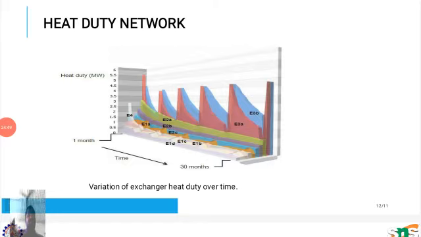The following chart gives the heat duty of the network. The benefit of the case studies is immediately evident through the initial increase in CIT, with a subsequent reduced rate of decrease in both CIT and throughput. The throughput case study provides superior results over a longer operating period. The variation of exchanger heat duty with time is given in the following chart.